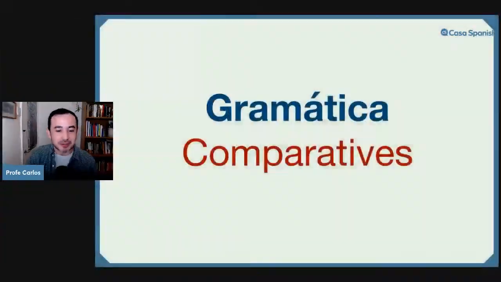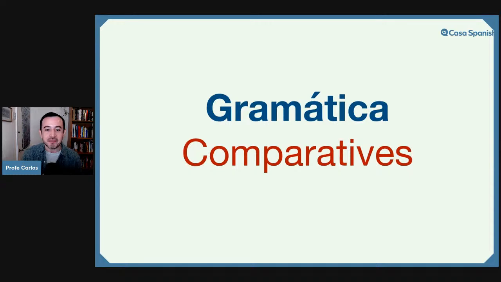Today, actually, we're going to cover a bit of grammar. We're going to see the comparatives, the rules, and also the types of comparatives we have in Spanish. This is super useful because it is quite common actually to compare nouns or objects. So that's what we're going to do today, a bit of grammar, and we're going to start right away.